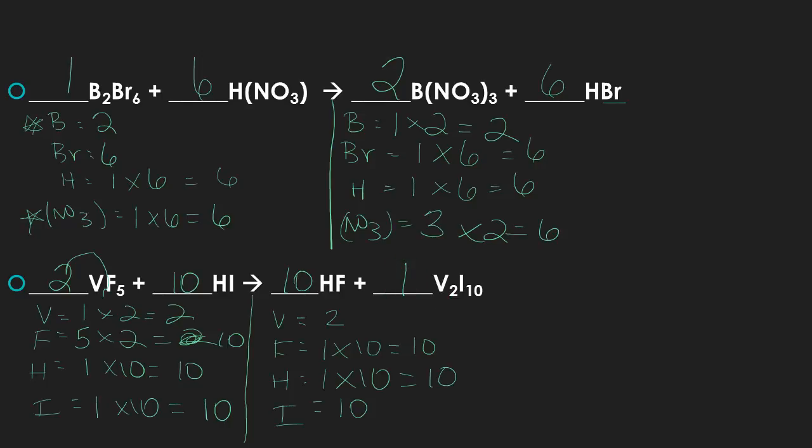If I come back and do my F's, 2 times 5 is 10. 10 times 1 is 10, so those are balanced. Moving on to my H's. 10 times 1 is 10. 10 times 1 is 10, so my H's are balanced. And then my I's, 10 times 1 is 10. 1 times 10 is 10. So I still get all the same numbers. That's another way you can go through and double check to make sure you have the right responses.